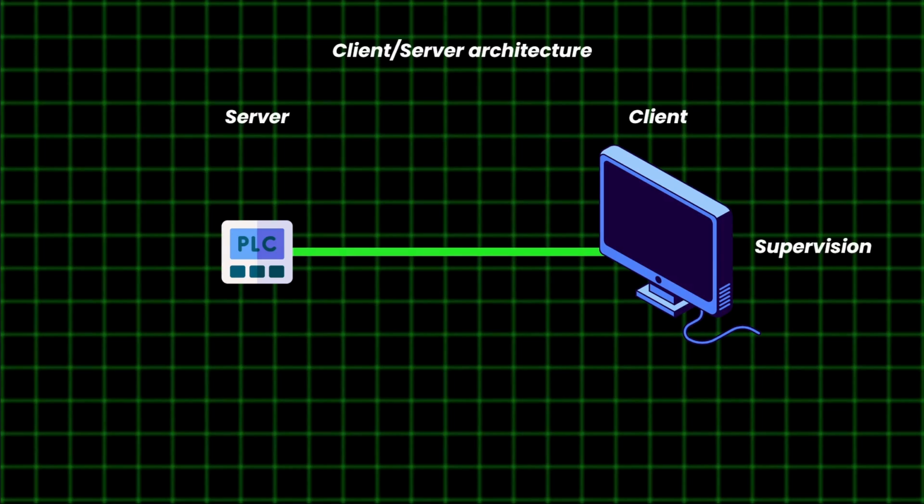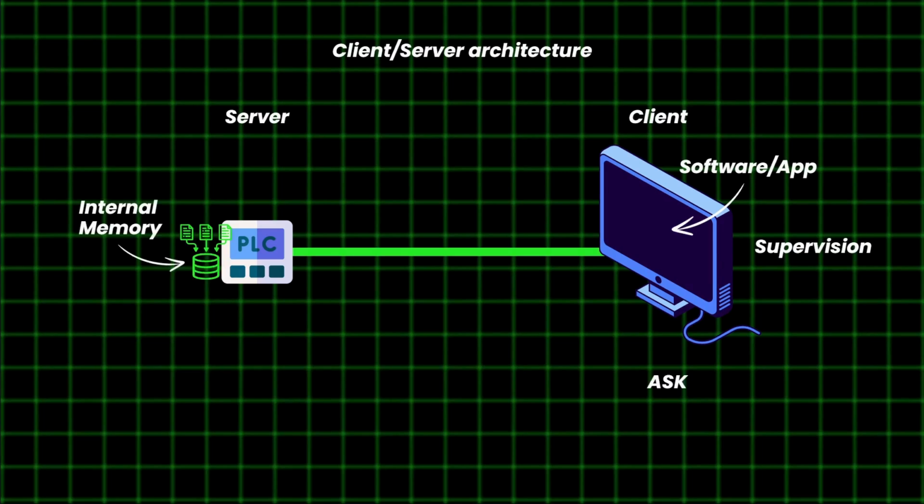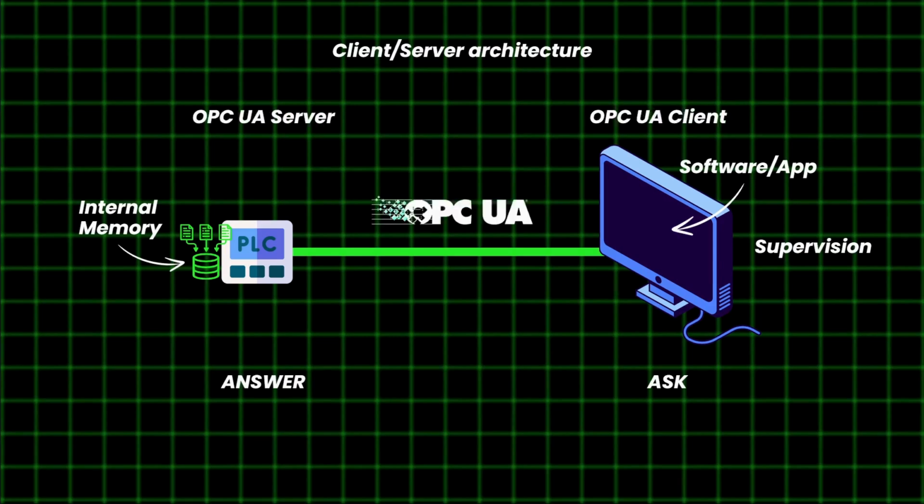We will now install an OPC UA block on both sides. An OPC UA client supported by the application on the monitoring side and an OPC UA server block on the PLC side, which will have access to the PLC internal memory. For communication, the client always initiates the process. It requests information and the server responds. And there you have it, your OPC UA server client.